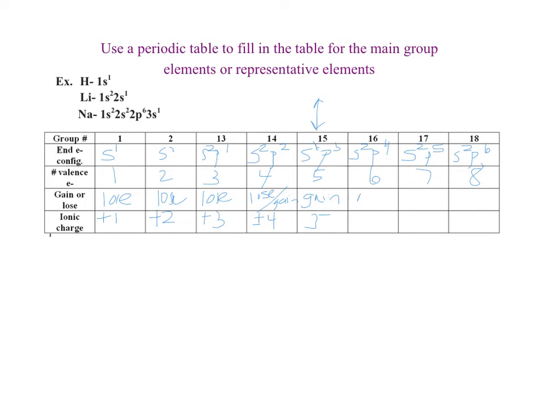Group 16 wants to gain, this time they only need to gain 2 electrons. The halogens, group 17, want to gain 1 electron. And then group 18, trick question, they do not want to gain or lose. They do not have a charge because they are stable.